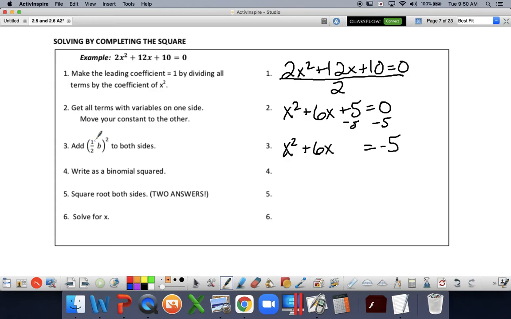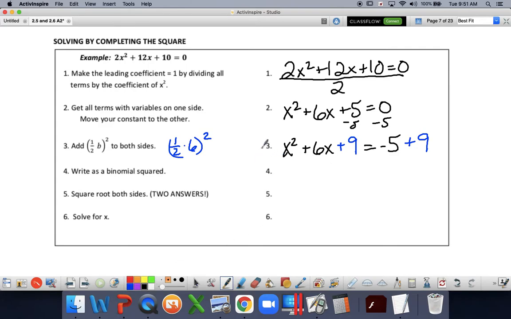I'm now going to add half of b, squared, to both sides. So I'm going to take this value of 6, take half of it, which is 3, and 3 squared is 9. So I'm going to add 9. Now if I add 9 to one side, I have to add 9 to the other, or I would have broken the rules of algebra.